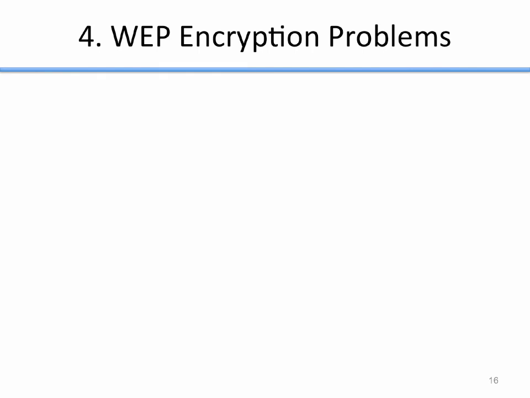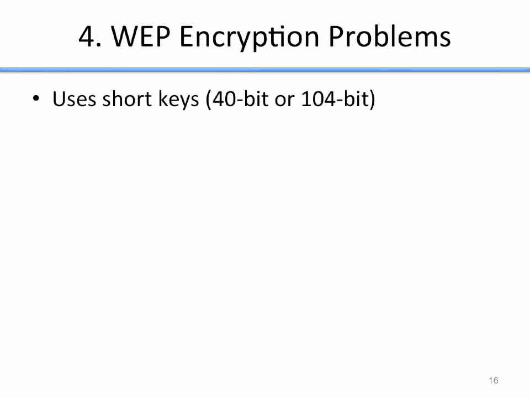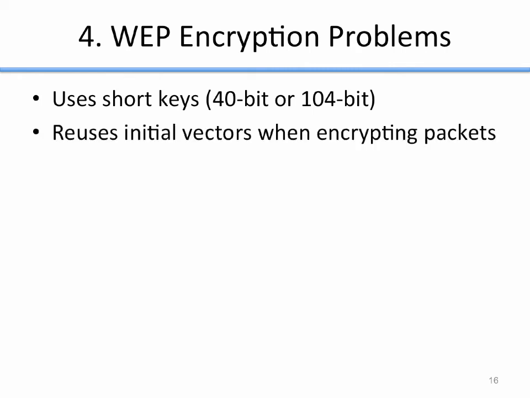So WEP has other problems, and I'll call this number 4, loosely, WEP encryption problems. WEP uses short keys, 40-bit or 104-bit. 40-bit is ridiculously short. 104-bit is maybe a little bit better, but still not good enough because of some other issues. Another problem is that it reuses initial vectors when it encrypts packets. So if two packets are encrypted with the same key and the same initial vector, then they were encrypted with the same key stream. And that's a problem, because you may remember that I mentioned when we talked about stream ciphers and one-time pads, which stream ciphers are meant to simulate, that it's important to never reuse the same key stream. Well, WEP effectively does reuse key stream, and this opens up problems for it.